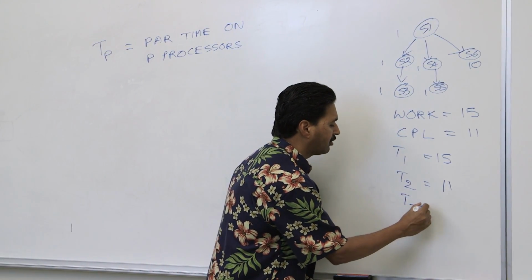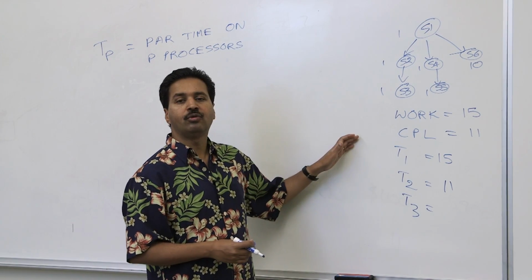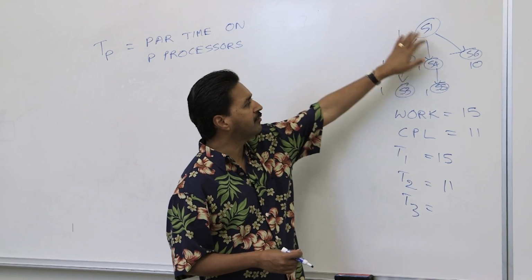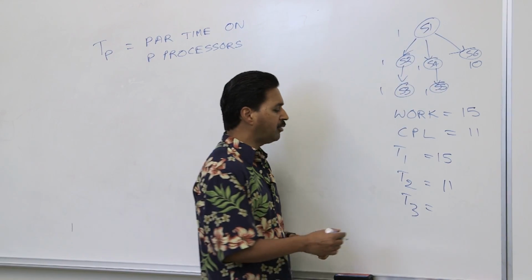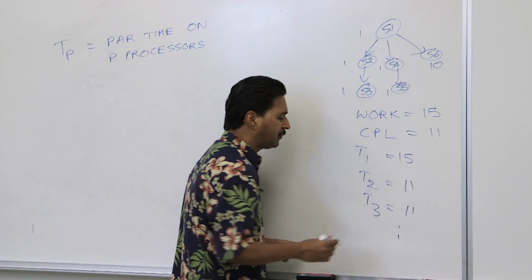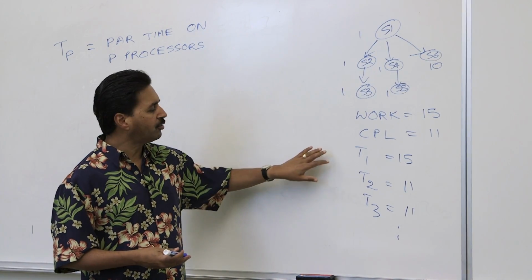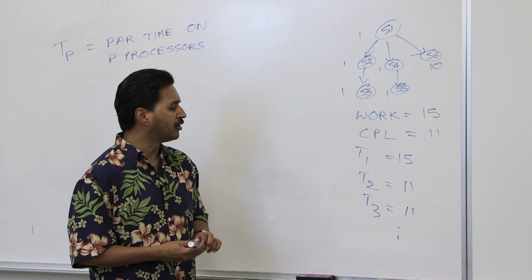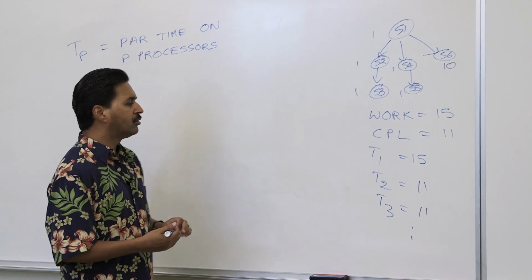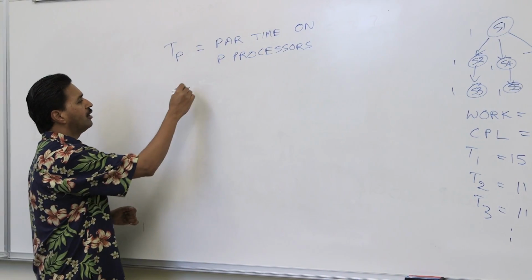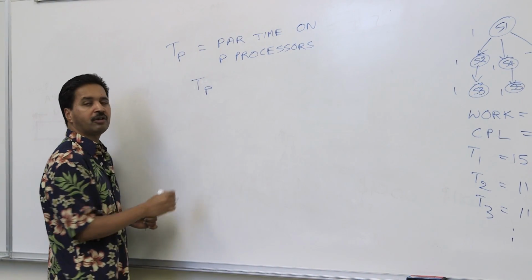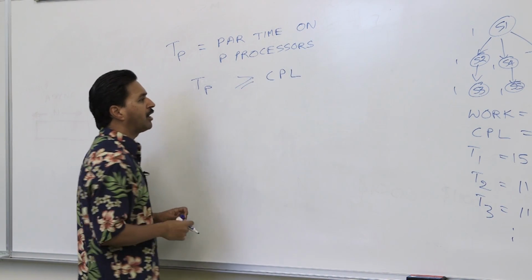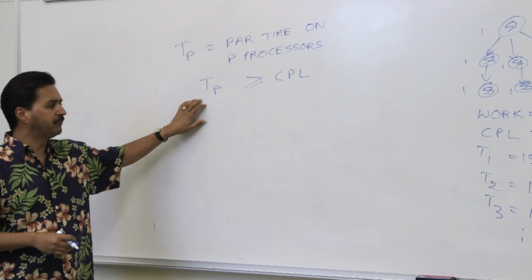On three processors, we cannot do any better than 11. That's the critical path length. So no matter how many processors we have, we take at least 11 units of time, and so on. So what we've seen is we've reached a point of diminishing returns in terms of adding more processors, because we've been limited by the critical path length. So one observation that this leads to is that the execution time on p processors must be at least as large as the critical path length, regardless of the value of p.